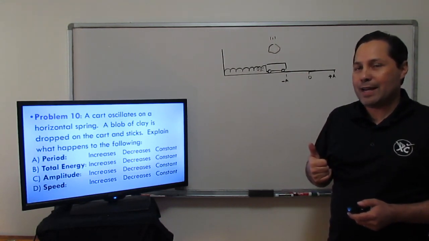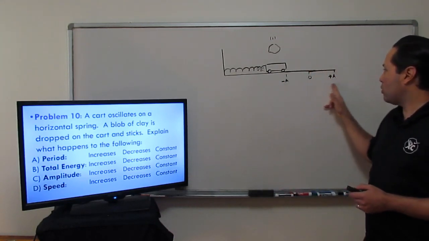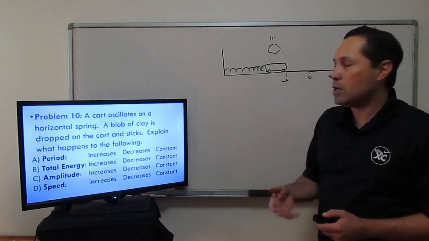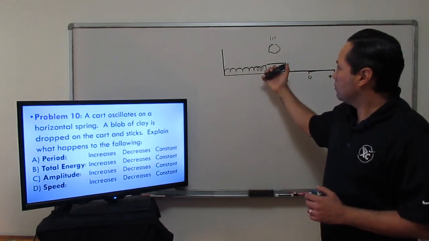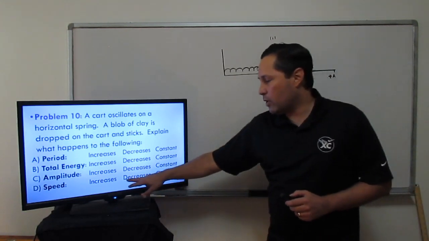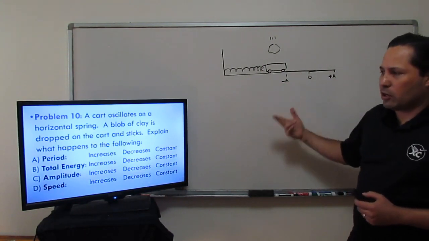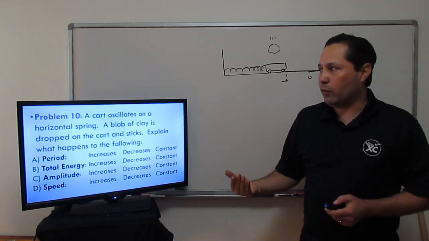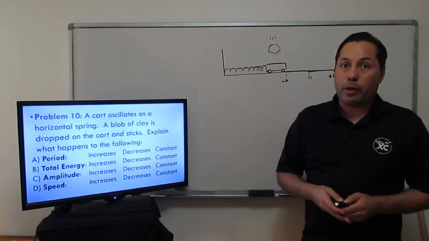It would increase the amount of kinetic energy. The amplitude would remain constant. It will still be oscillating between positive A and negative A back and forth. The amplitude would not be changed by the change in mass of the cart and the clay. And finally, the speed. The speed would decrease. We're going to go slower because it has more mass, and you can also see that because the period went longer and it's the same distance, so therefore it has to be traveling at a lower velocity. So those are the answers for parts A, B, C, and D of problem number 10.